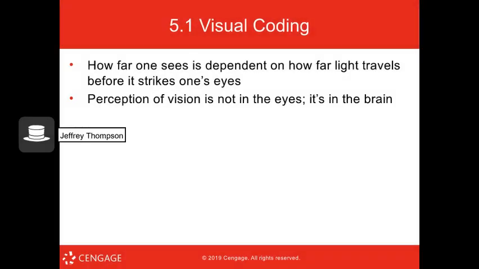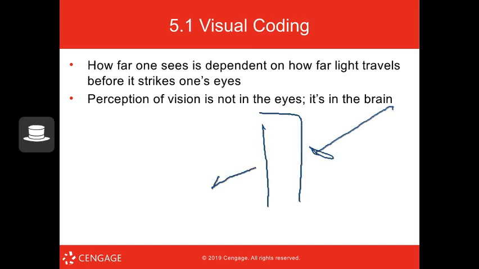So when it comes to vision, it's partially dependent on how far light can travel. Now we know that light can travel very far because we get light from the sun, but let's just say there's something that's impeding your vision. There's your eye right there, right? If it's blocking that, then you're not going to be able to see.